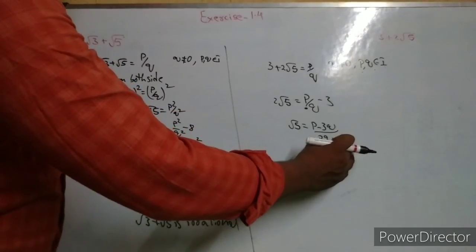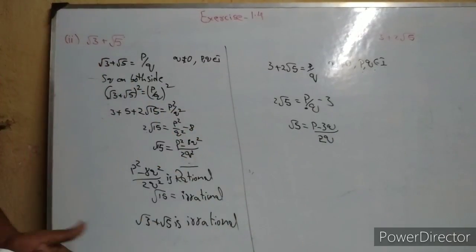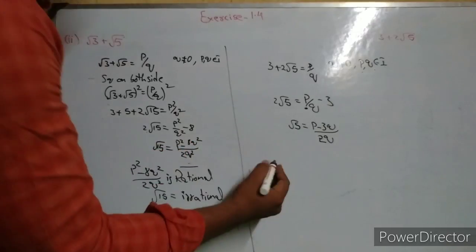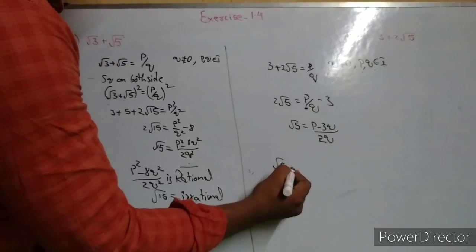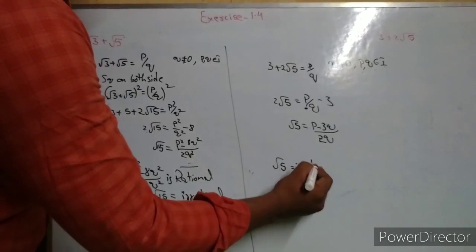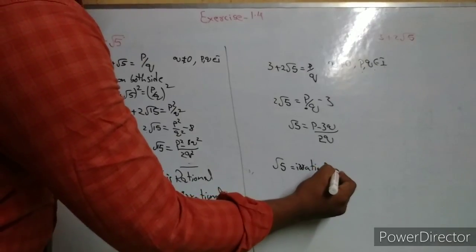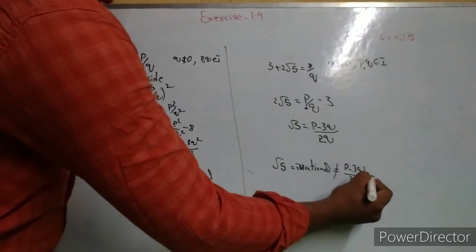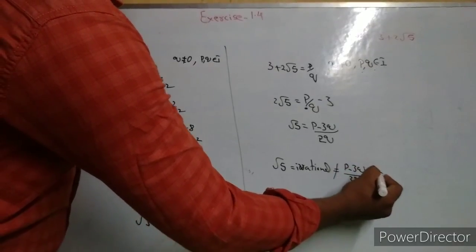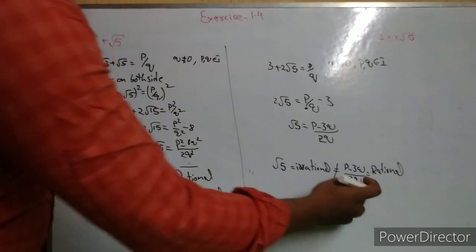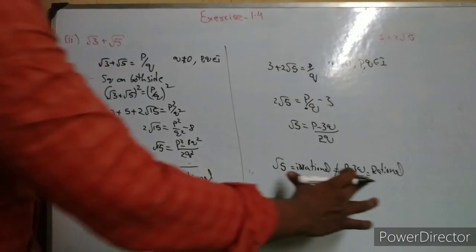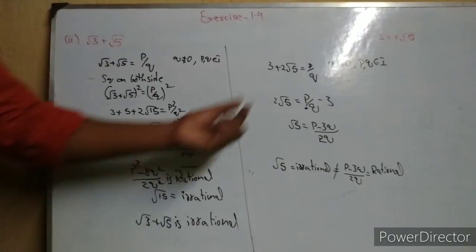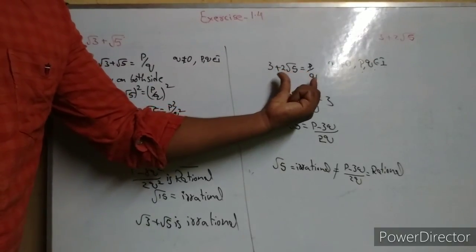So this right hand side is rational, but the left hand side part is root 5. 5 is not a square number, so root 5 is irrational only. So root 5 is irrational, and it is not equal to (p minus root 3) by 2q, because that is rational. Now, a rational number never equals an irrational number. So this inequation occurs because we have assumed 3 plus 2 root 5 is rational.